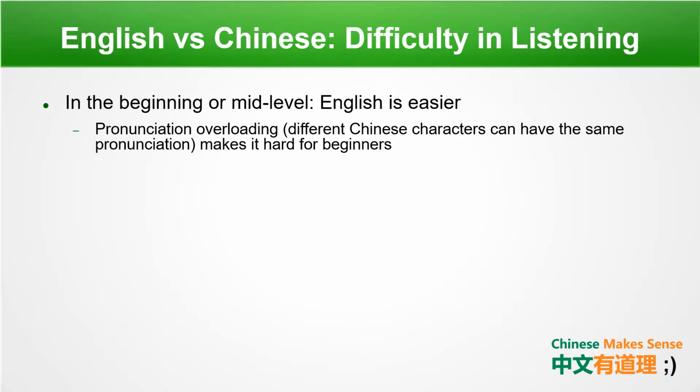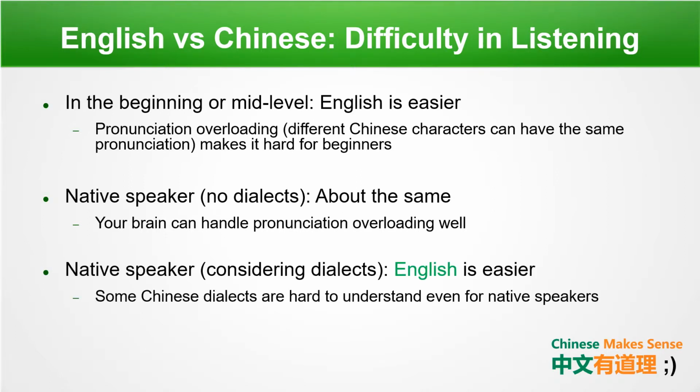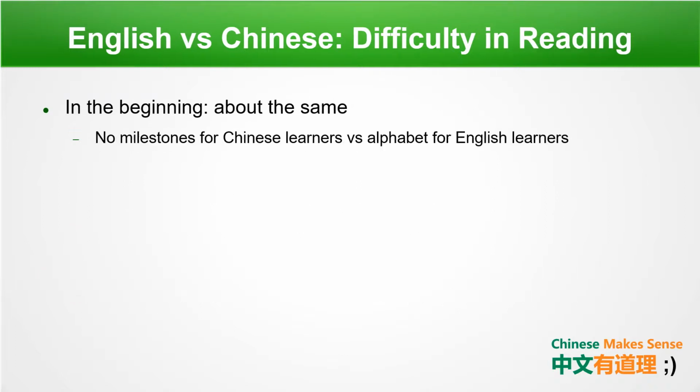This is mainly caused by pronunciation overloading in Chinese because different characters can have the same pronunciation, which makes it hard for the beginners. Now for native speakers, without considering dialects, they're about the same because your brain can handle pronunciation overloading well. Now for native speakers, considering dialects, English is easier because some Chinese dialects are hard to understand even for native speakers. Now let's compare difficulty in reading.